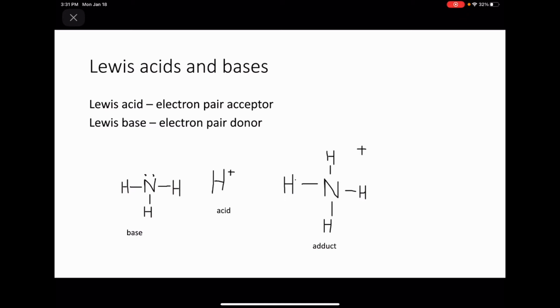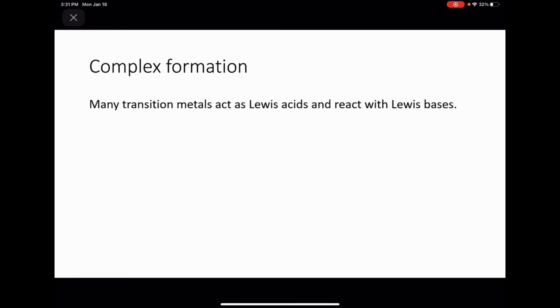Sometimes the products of Lewis acids and bases are called adducts. That's not always true, but you'll see it in books. But here's an example of a Lewis acid and Lewis base. Now, why are we learning that? Because we already know what those are in terms of Bronsted-Lowry.